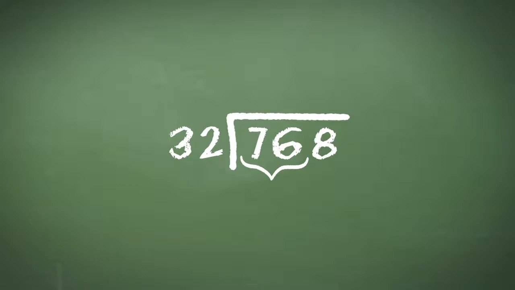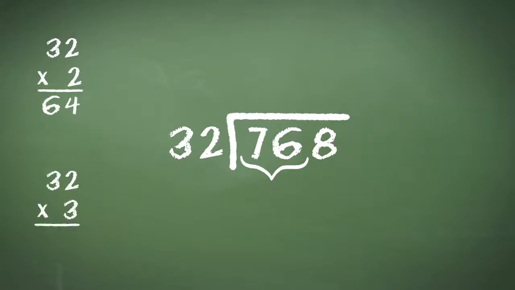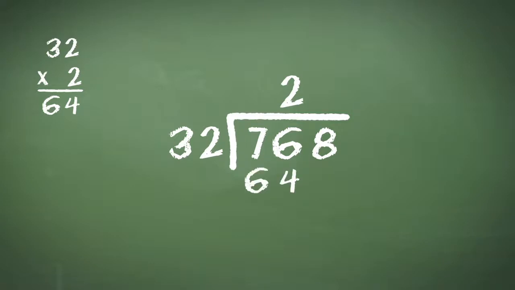Going up the 32 times table, we can see that 32 times 2 is 64, which is less than 76, and 32 times 3 is 96, which is higher than 76. Therefore, the highest number of times that 32 goes into 76 is twice. We therefore put a 2 above the 6 in the tens column. We also write the 64, which represents the 32 times 2, underneath the 76.